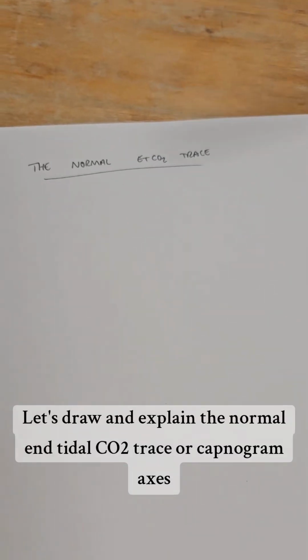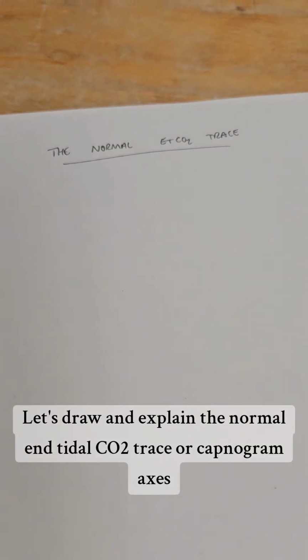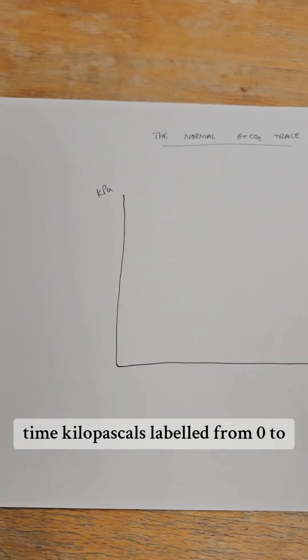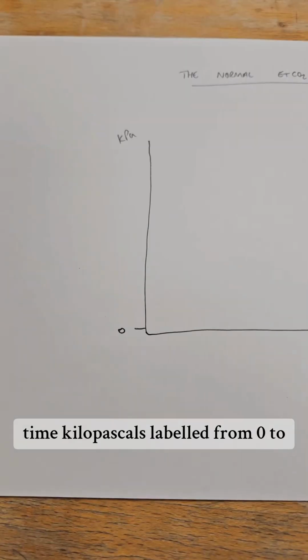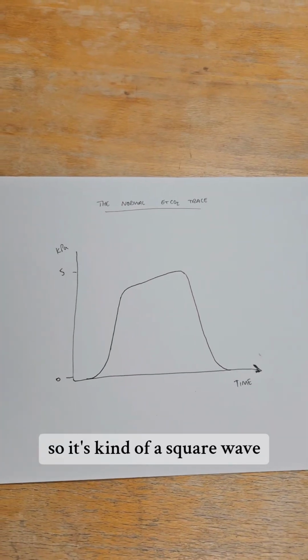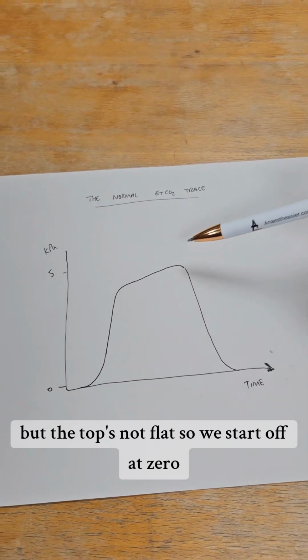Let's draw and explain the normal end-tidal CO2 trace, or capnogram. Axes, time, kilopascals, labelled from 0 to, let's say, about 5. And the shape looks like this. So it's kind of a square wave, but the top's not flat.